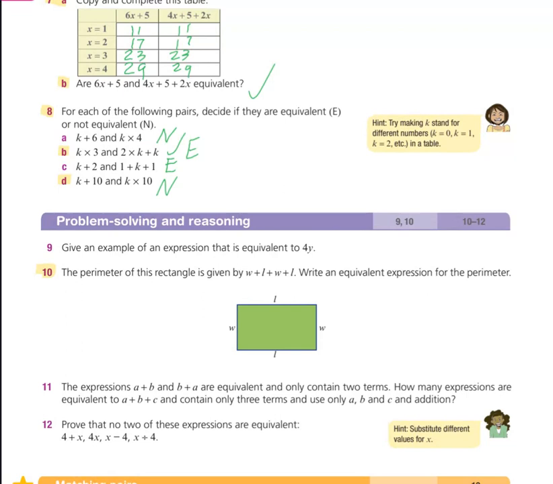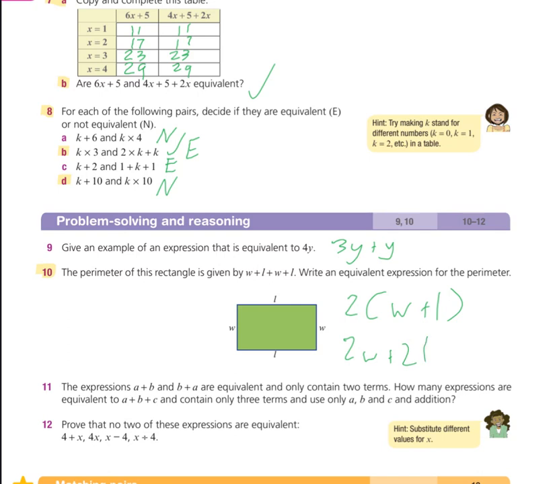Okay, number 9, give an example of an expression that is equal to 4y. 3y plus y. That's 3 of my y's, that's the 4th y, that equals 4y. Write an equivalent expression for the perimeter of this. Could have 2w plus 2l, or the 2 in brackets, something like that. 2 times w, 2 times l. But like I'm saying, 2w plus 2l would also be fine.